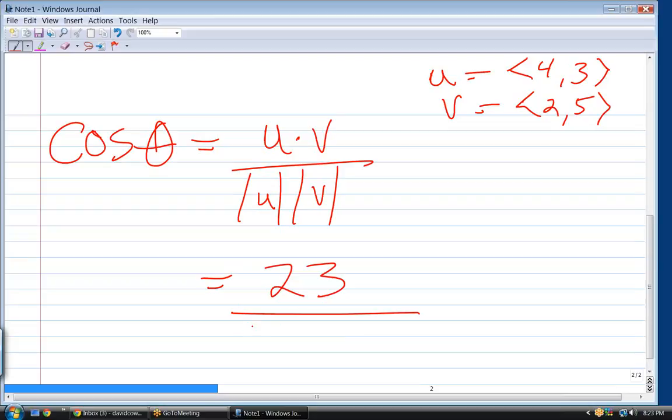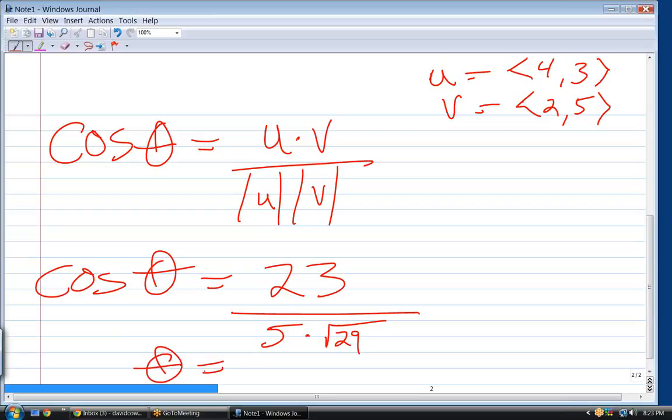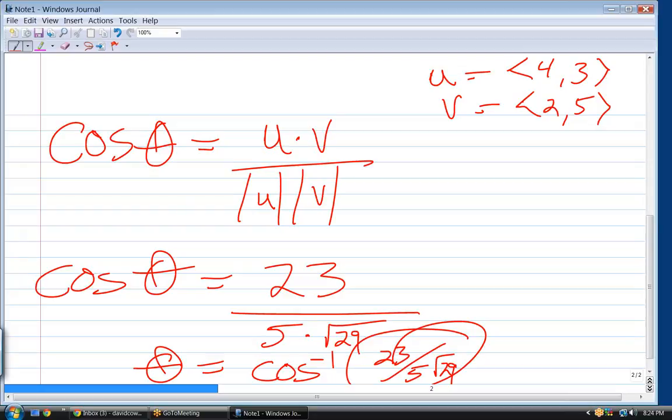Now, what's the magnitude of U? So that's the square root of 16 plus 9. Okay, so that's 5. And the magnitude of V? Square root 29. Okay, so that's the cosine of theta. So theta is equal to the inverse cosine of that quantity, 23 over 5 root 29. Now, root 29 is going to be 5 and change, so we are taking the inverse cosine of a number less than 1, which is good to know.